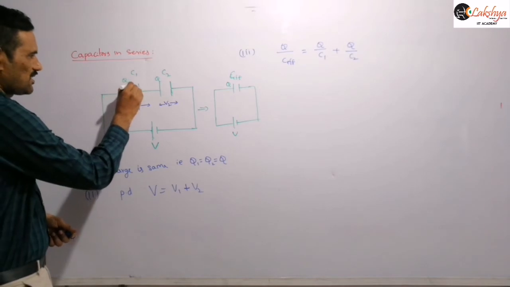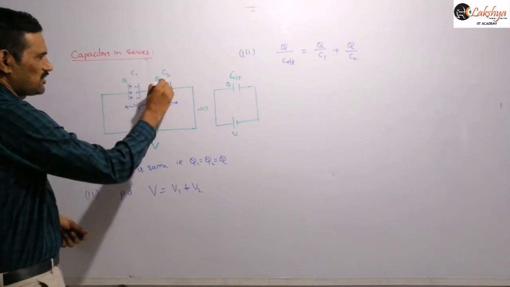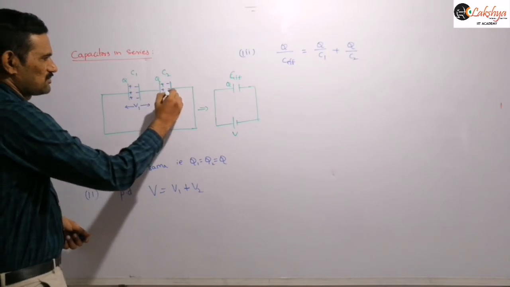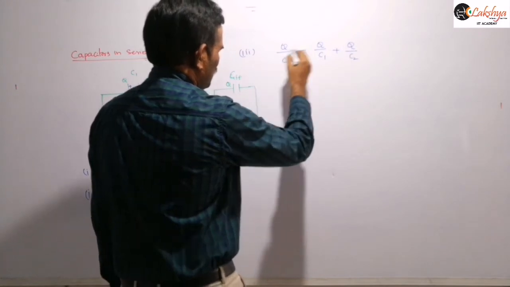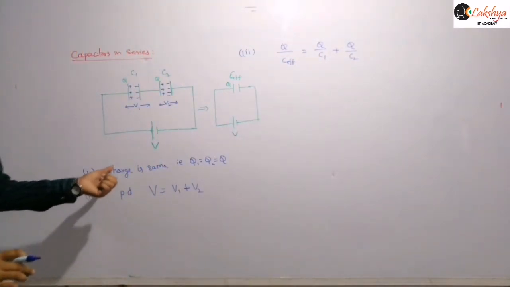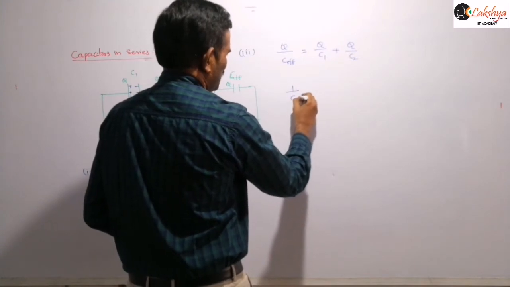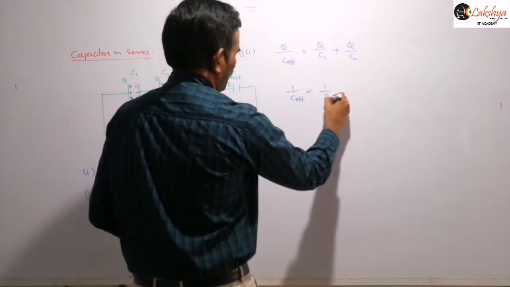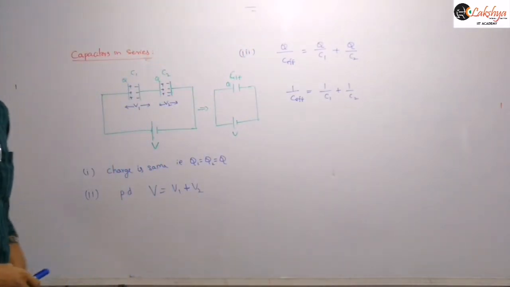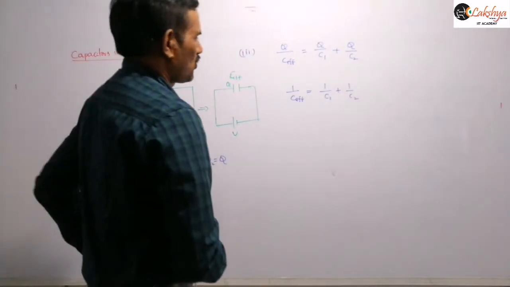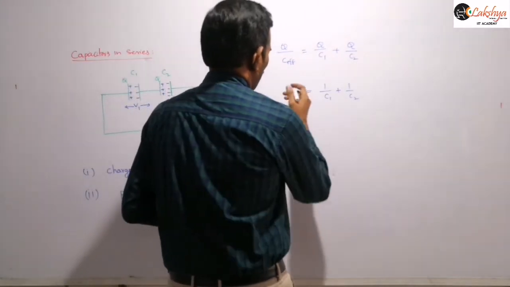You may also mention the polarities of these plates. This is the positive plate and this is the negative plate, and similarly for the other capacitor. As we discussed already, when capacitors are in series, the charge will be the same on each capacitor. Therefore we can write 1 by C effective is equal to 1 by C1 plus 1 by C2. This is the effective capacitance or equivalent capacitance of the system.